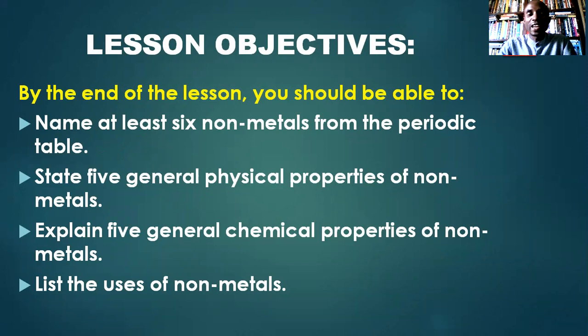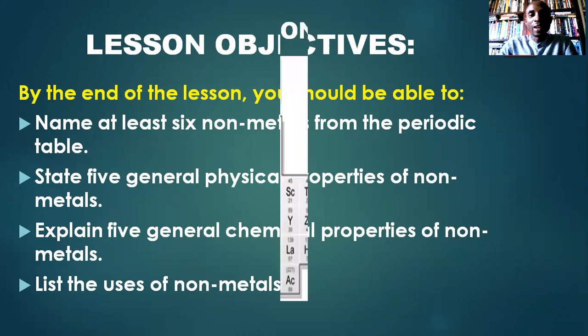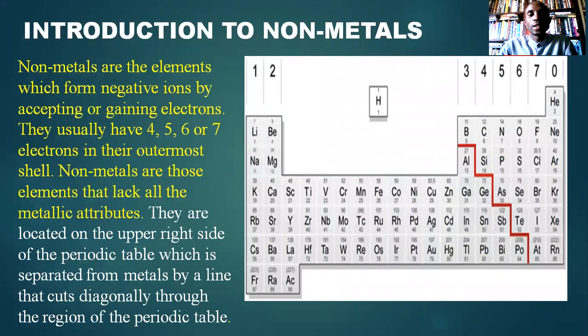So we are going to take them one after the other, starting with, first of all, what is a nonmetal? Nonmetals are the elements which form negative ions by accepting or gaining electrons. They usually have 4, 5, 6, or 7 electrons in the outer shell. Nonmetals are those elements that lack all metallic attributes, all the attributes of metals.